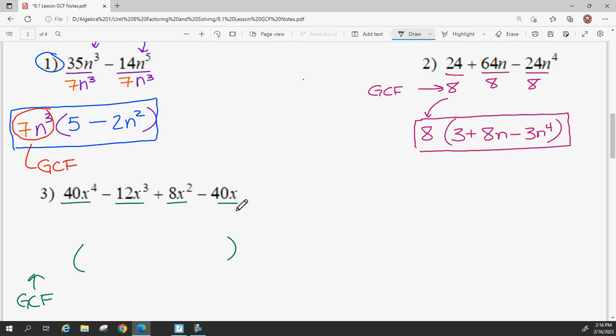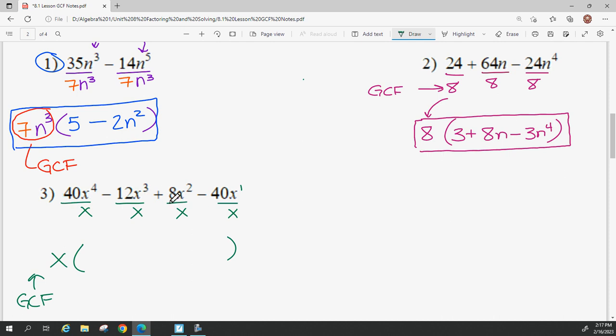I'll start with the letters. I have an x to the 4th, an x to the 3rd, an x squared, and an x to the 1st. I'm always going to divide by my smallest power. My smallest power is x to the 1st, so I'm going to divide them all by x to the 1st, and that means I put an x down here.